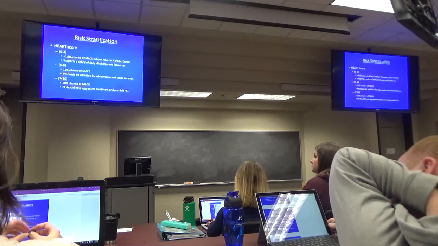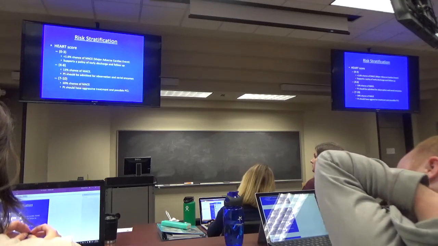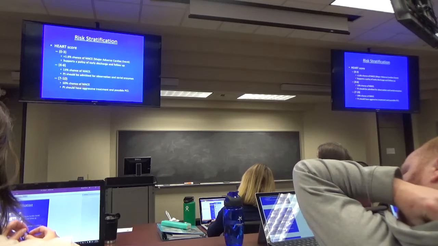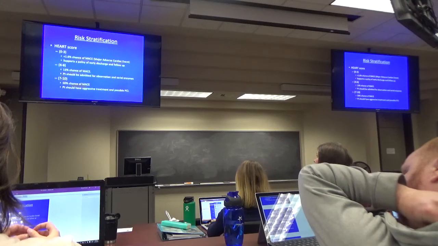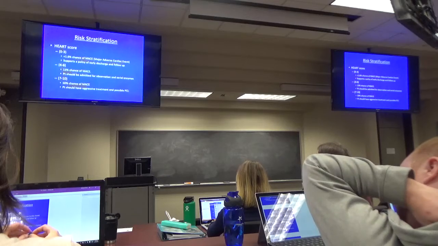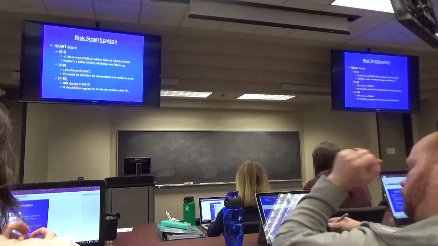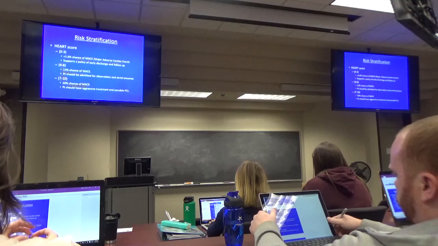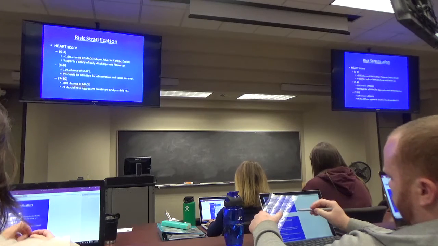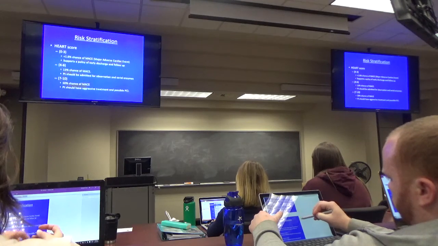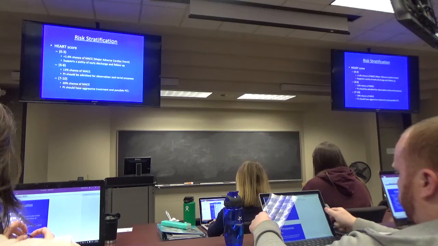4 to 6, 13%, starting to get up pretty high. Should probably be admitted for observation and serial enzymes. 7 to 10, those people need to go to the cath lab. So those are the NSTEMIs that need to get sent over to, you know, the heart hospital or need to be admitted to your cardiology floor for a more, I guess, urgent cath lab.